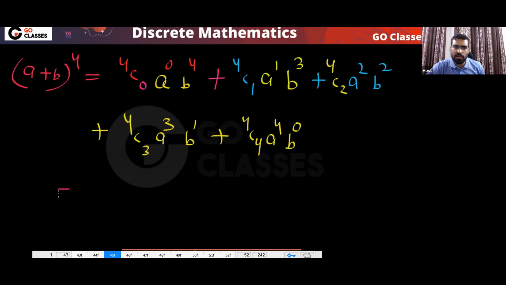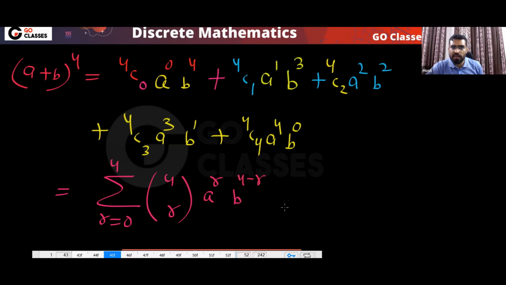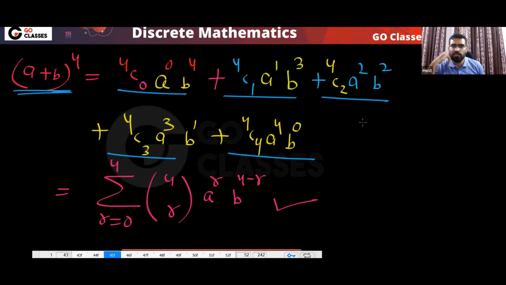Only these are possible. So you can notice this is nothing but a summation, r going from 0 to 4, of 4Cr, with a power r and b power 4 minus r. This is the expression. Is it clear to everyone? So how many terms do we have in this (a plus b) power 4? We have 1, 2, 3, 4, 5. So total 5 terms.